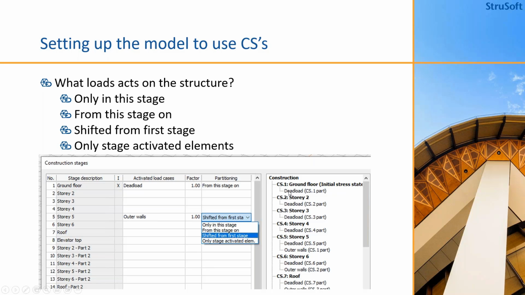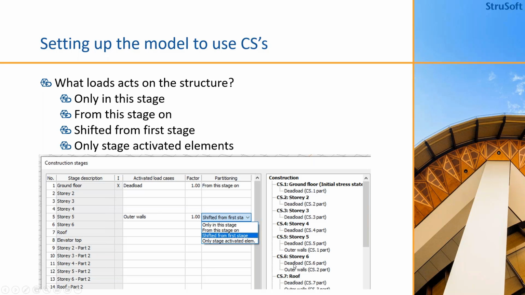So here you have the dead load for the first stage and the dead load of the second stage, and so on, the third part, fourth part, fifth part. And when you come to assembling the fifth part, they will start adding the loads from outer walls that are acting on the first part. So it is shifted 5 parts earlier.